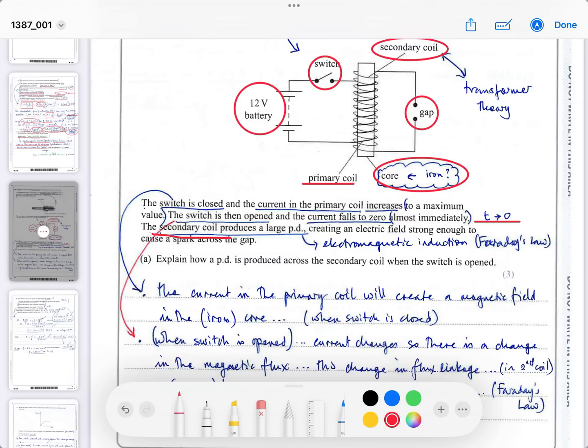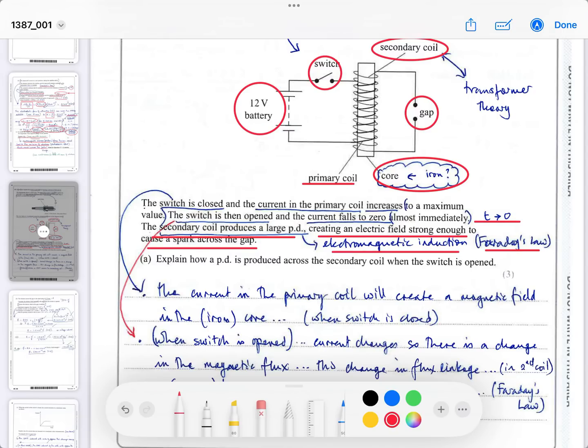The secondary coil produces a large PD by electromagnetic induction, which is due to Faraday's law. And this creates an electric field strong enough to cause a spark across the gap. So this is their introduction, and I hope you found mine useful as well.